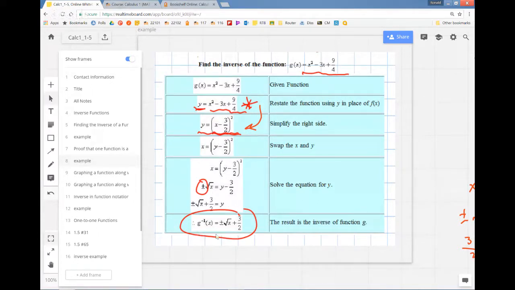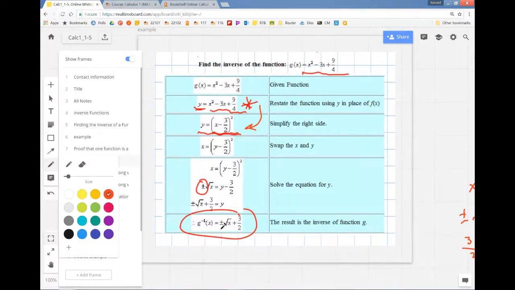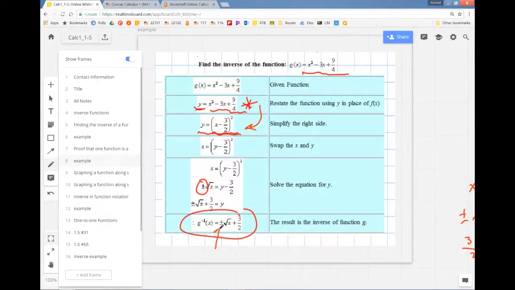But now we have a problem, and the problem is that notice we got a g inverse equals plus or minus the square root of x plus 3/2. And the inverse is no longer a function. It's an inverse, but it's not a function. And the reason it's not a function is because of this plus or minus.